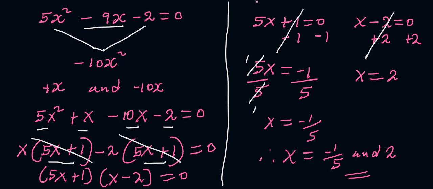So yeah, let's take another example. If we have 3d squared plus 7d negative 6 equal 0. Now in this question you can see that the coefficient of d squared is greater than 1. The coefficient of d squared is 3, and that is greater than 1.